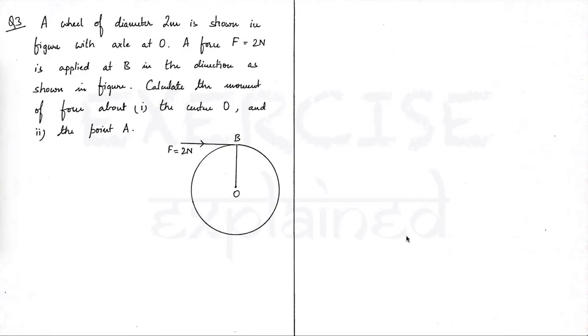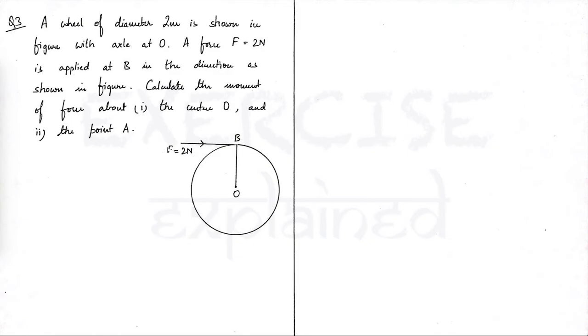So getting into question number 3 of Force ICSE 10th, exercise 1A. A wheel of diameter 2 meters. So the diameter of the wheel is given as 2 meters, as shown in the figure, with axle at O. So the axle is at O, that is the center is at O. A force of F is equal to 2 newtons. So F is 2 newtons is applied at B.